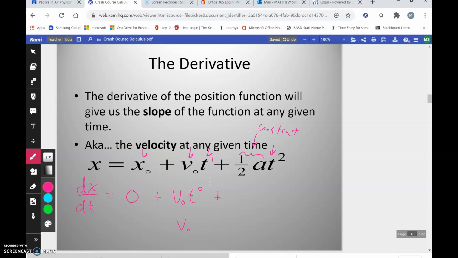Plus, here our exponent is 2. We multiply by the exponent. 2 times 1/2 is 1. The a is still there, so it's basically 2 times 1/2 a. 2 times 1/2 a is 1a. Times t, and now we subtract 1 from the exponent to the first power. So 1at to the first power, that's the same thing as if I just said at. And we end up with the derivative of position with respect to time is equal to v naught plus at, which is just the first equation in your equation sheet, otherwise known as our velocity equation.